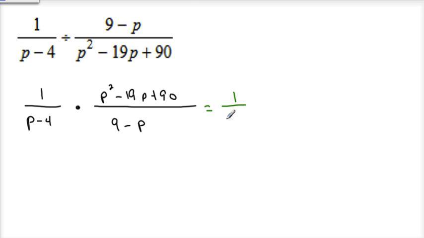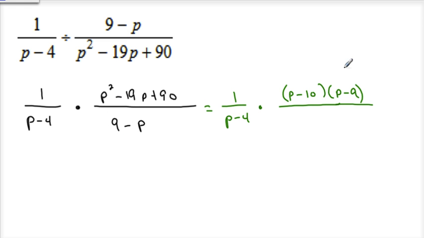1 over p minus 4 stays the same. Times, I want to factor p squared minus 19p plus 90. What can I factor this into? 2 factors. Yeah, p minus 10 and p minus 9. 10 times 9, negative 10 times negative 9 is positive 90. Negative 10 plus negative 9 is negative 19.